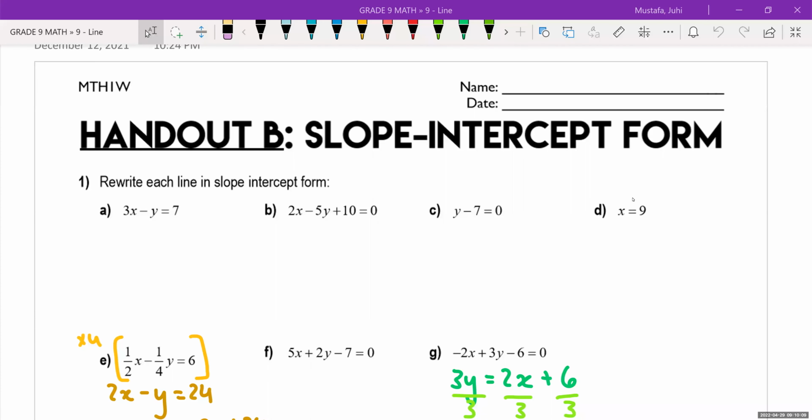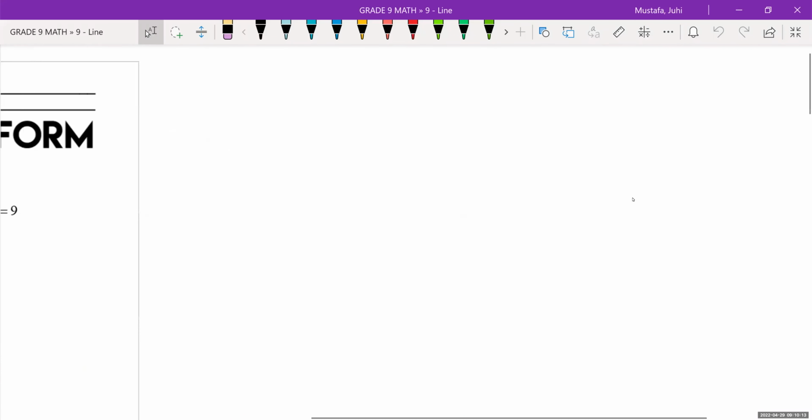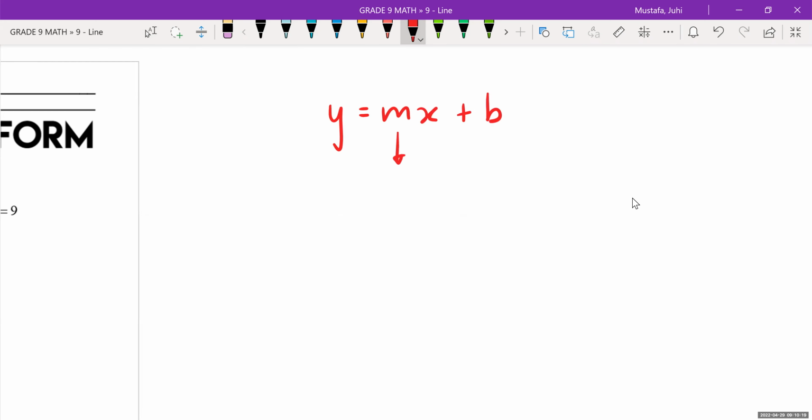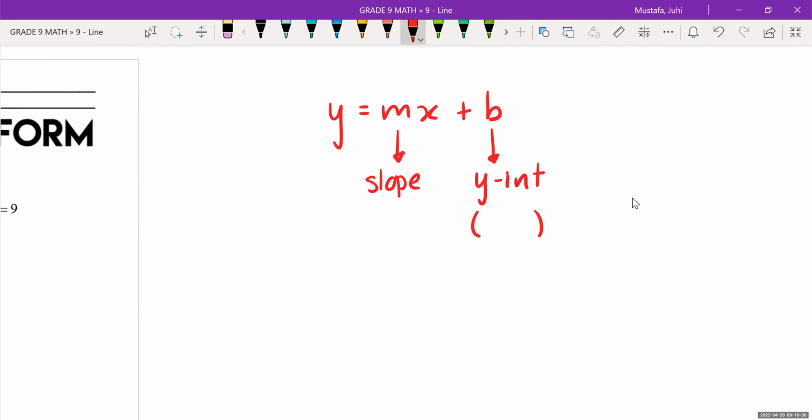All right, so I want to just review what we learned last class for the slope-intercept form. This is a very specific form, which is also known as y is equal to mx plus b. What does the letter m stand for? Good, this is our slope. And what does the letter b stand for? It's the y-intercept. And whenever you have a y-intercept, what are the coordinates? Yeah, 0, comma, whatever the number is over here.